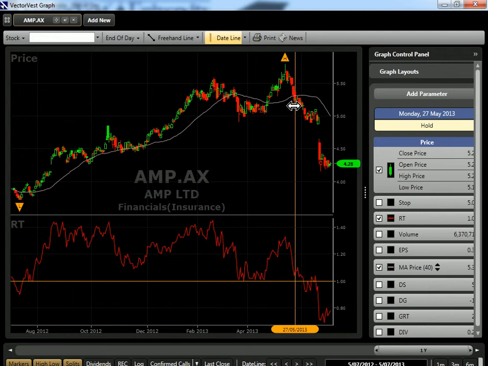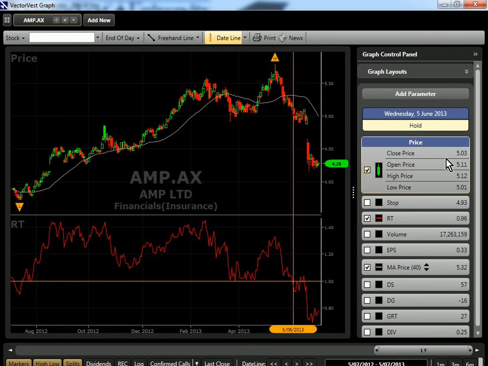So when price crosses below its 40-day moving average, you can see it did it back here in March, consolidated a little bit, and did have a nice little run here. Notice though that the relative timing, even after this pullback, never crossed below 1. Well, after price crossed below its 40-day MA here, it crossed below 1 on the 5th of June, right about $5, about $5.03. So tip number 3 is when the relative timing crosses below 1, that's letting you know that the share is now in a downtrend.